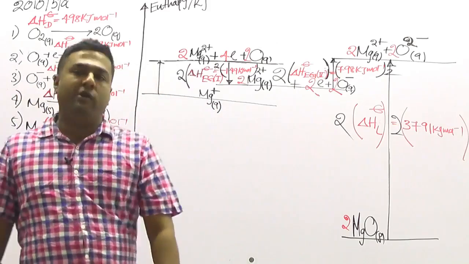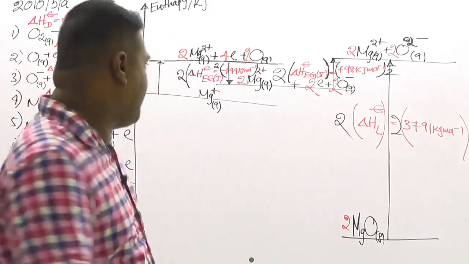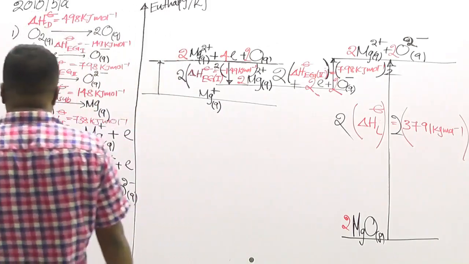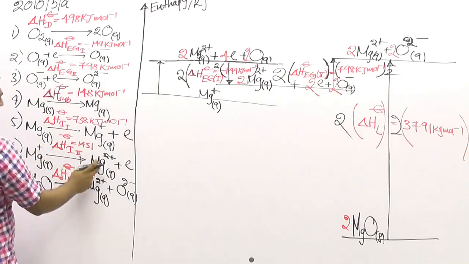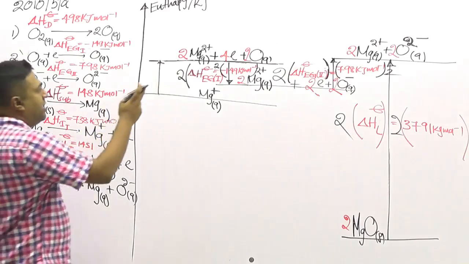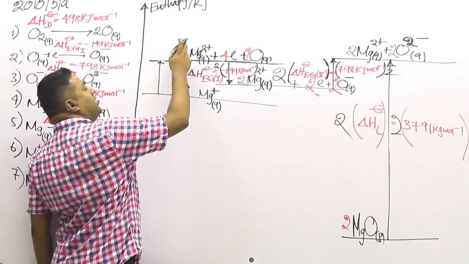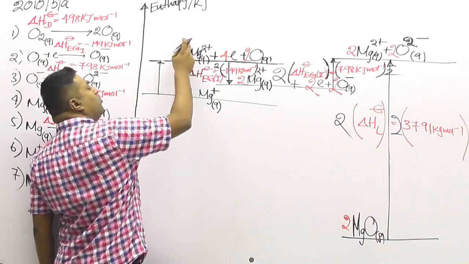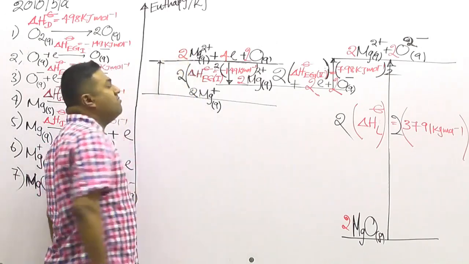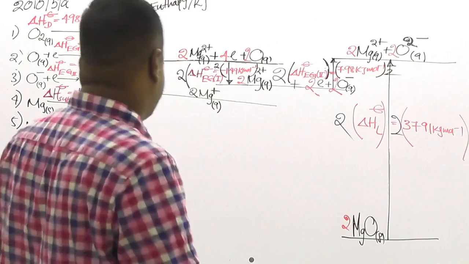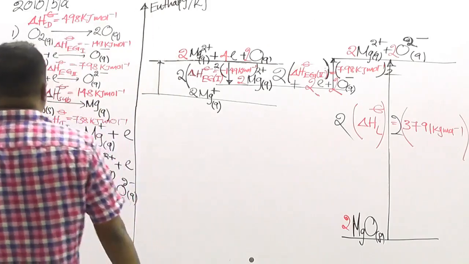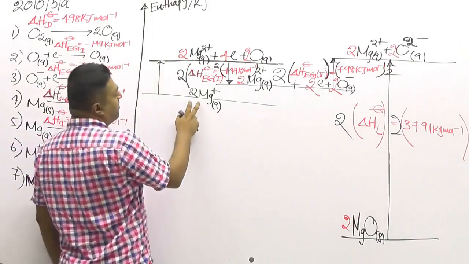Mg2+ is produced from Mg+ gas. Mg+ gas is converted into Mg2+, but here you need 2 Mg2+, so you need 2 Mg+.